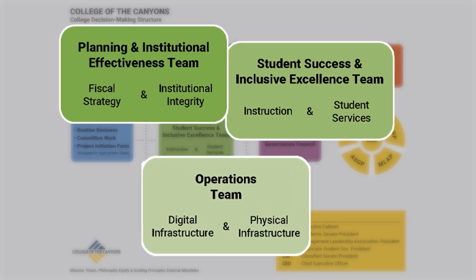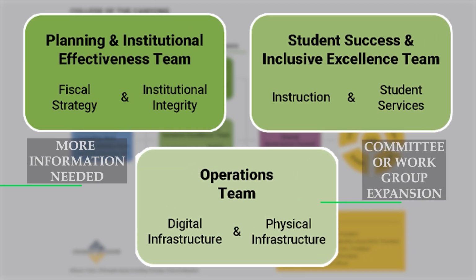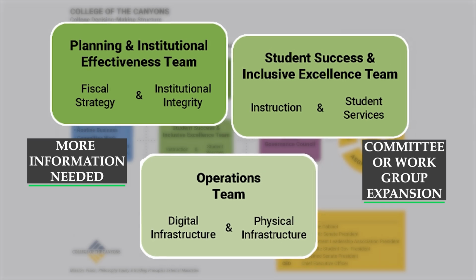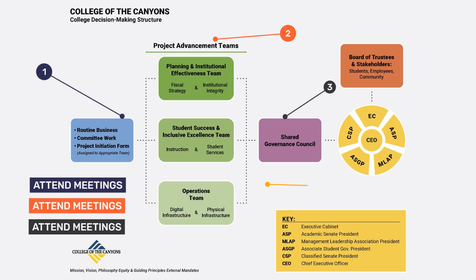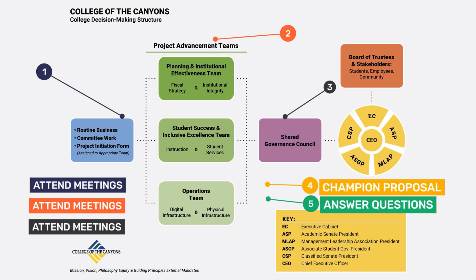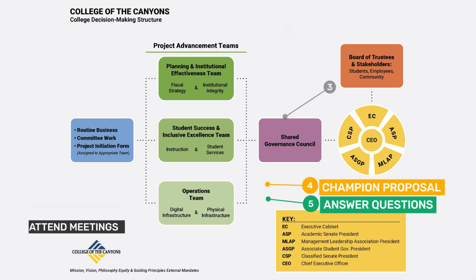If the proposal gets routed to a project advancement team, or PAT, that team will determine if more information is required, if a committee or work group needs to work on it to expand it into a working plan, or if it's ready to be brought forward to the Shared Governance Council. As the project initiator, you should be prepared to attend committee, project advancement team, and Shared Governance Council meetings when your project is being discussed. That way you can continue to champion your proposal and answer any questions that come up.